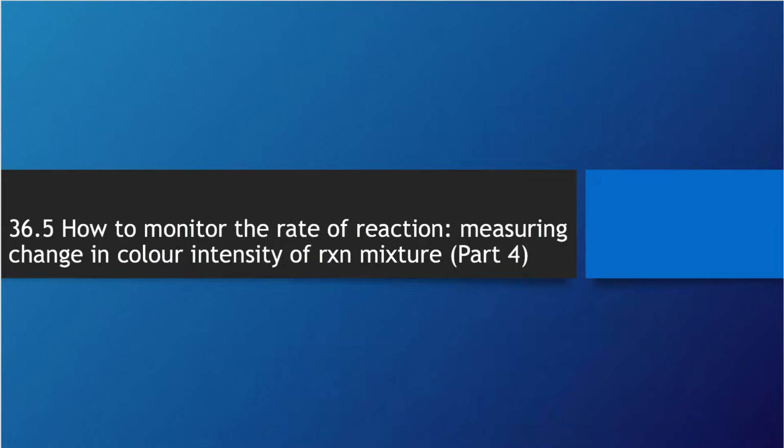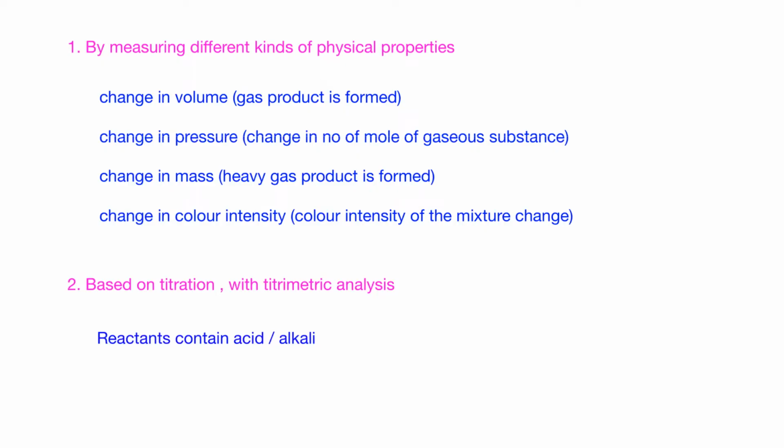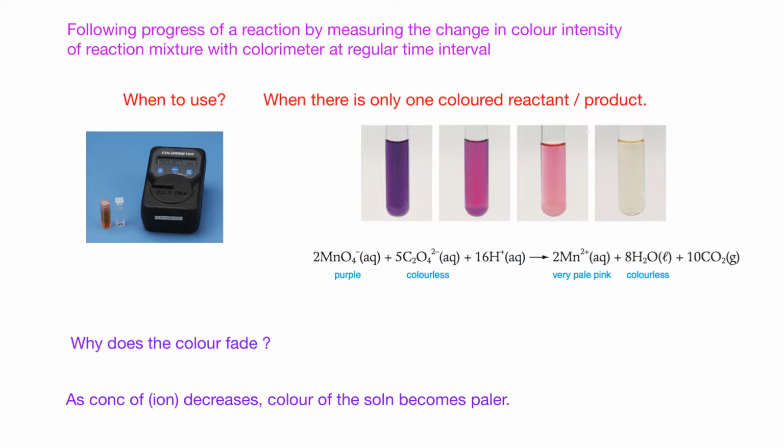In this video we're going to talk about how to monitor the rate of reaction. This time we are going to measure the change in color intensity of a reaction mixture. This is also a measurement of physical properties, and we are going to focus on the change in color intensity. When we try to measure the change in color intensity, we're going to use a colorimeter.